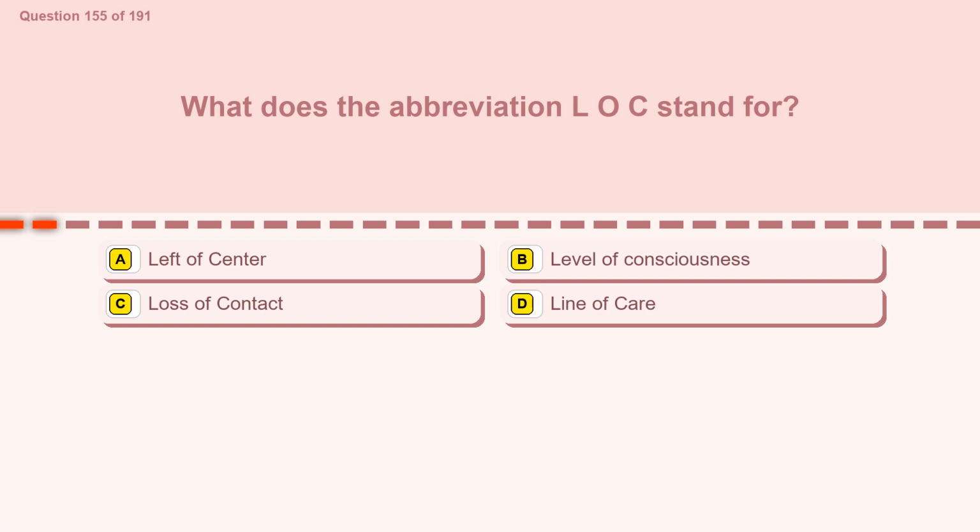Question 155. What does the abbreviation LOC stand for? Option A, left of center. Option B, level of consciousness. Option C, loss of contact. Option D, line of care.